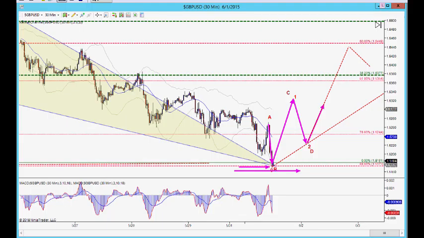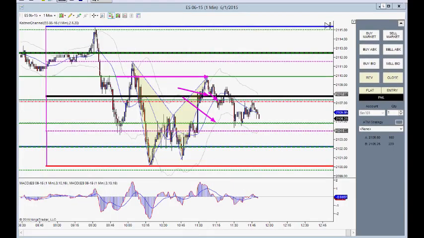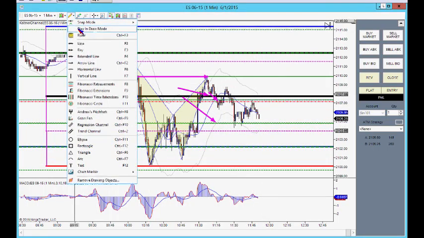Let's take a look at the S&Ps and see what they're doing. All right, they're still working their way down. On that earlier harmonic pattern, they're still working their way down for your targets down here. So, and this would be laid out as such.